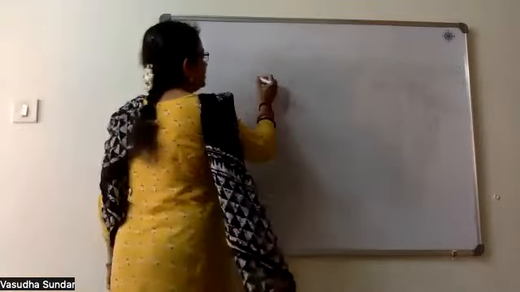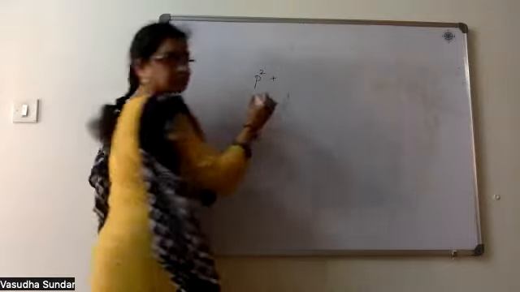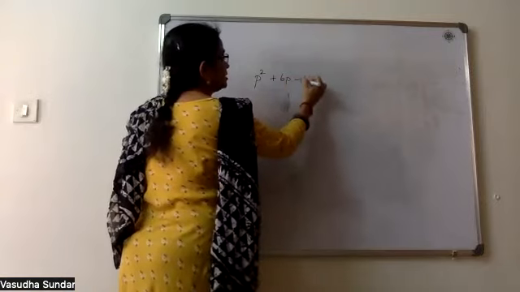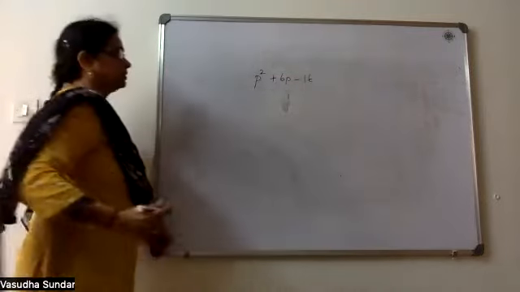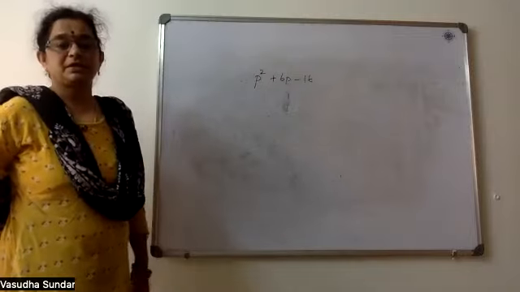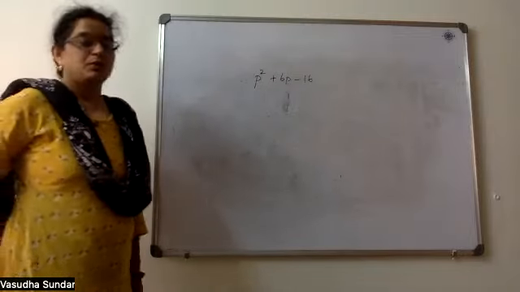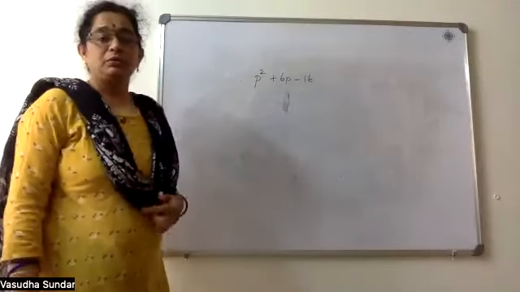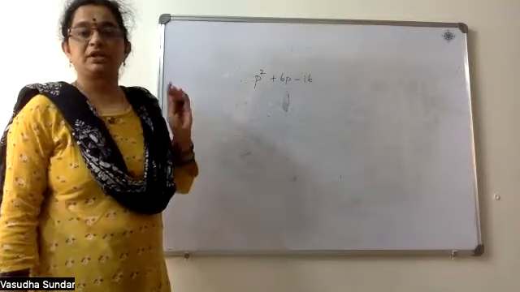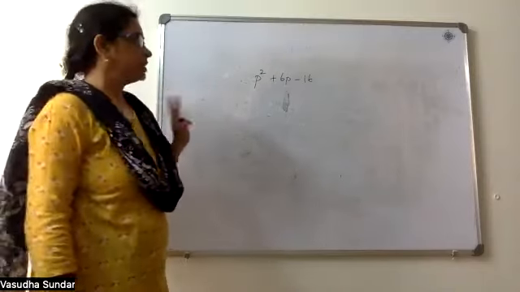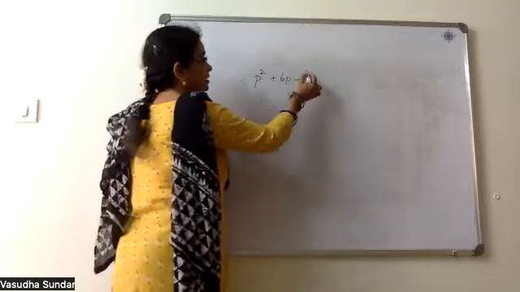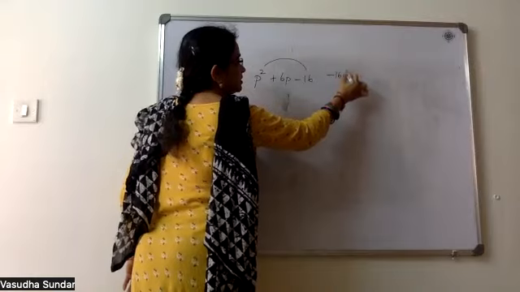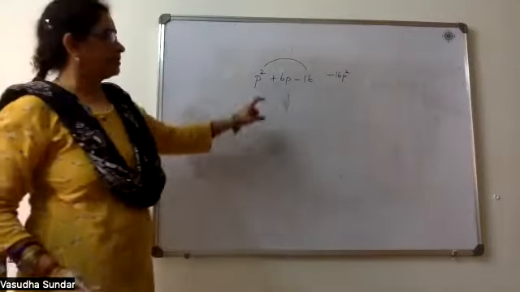Let's do this. p squared plus 6p minus 16. So what do you have to do? No common factor, no grouping, cannot do identities. So the only thing is you have to do it by splitting the middle term. Now what is the product? Minus 16 into p squared. Minus 16p squared. Please take the sign, very important.